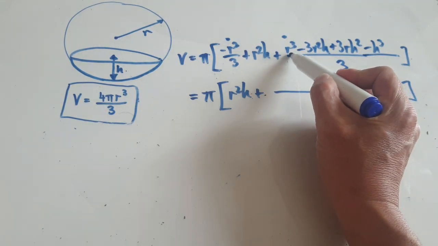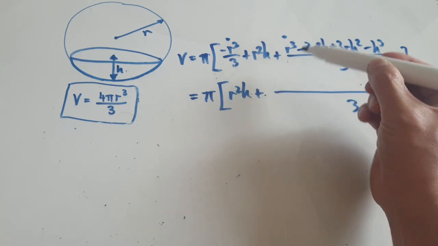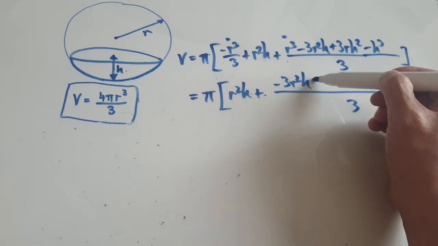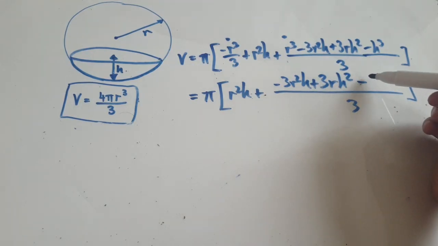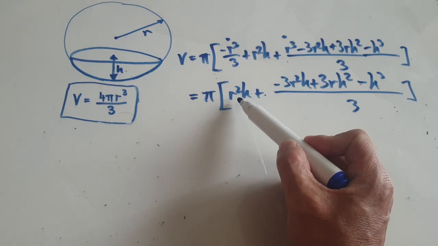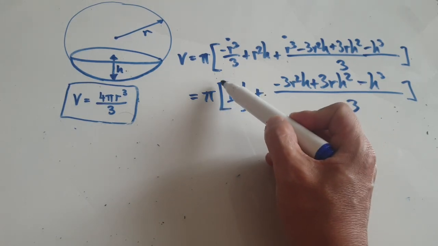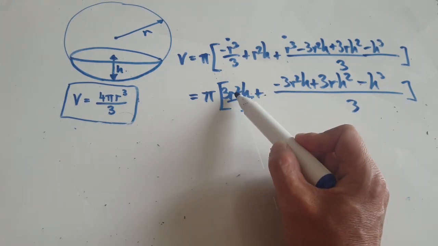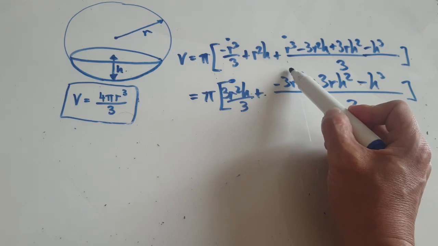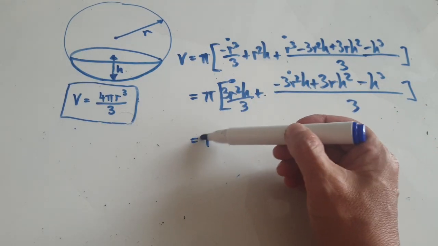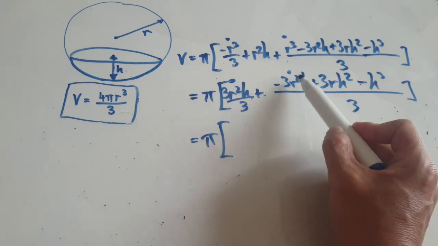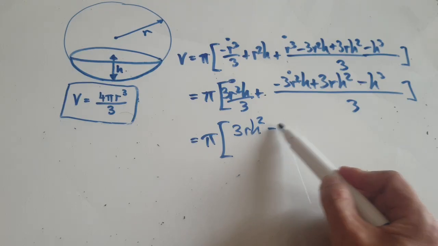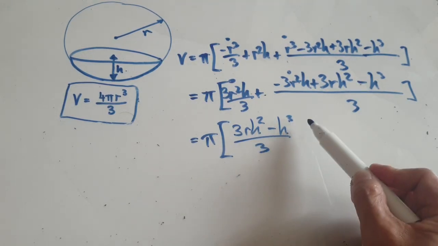What else would cancel out? You've got this thing here, minus 3r squared h plus 3r h squared minus h to the power 3. Let's turn this into a fraction, 3 over 3, and then you can see same denominator, so you can merge these two together. So this would cancel out with this. So that would then give us pi. Remember, this would cancel out with this. That would then give us 3r h squared minus h to the power 3 over 3.